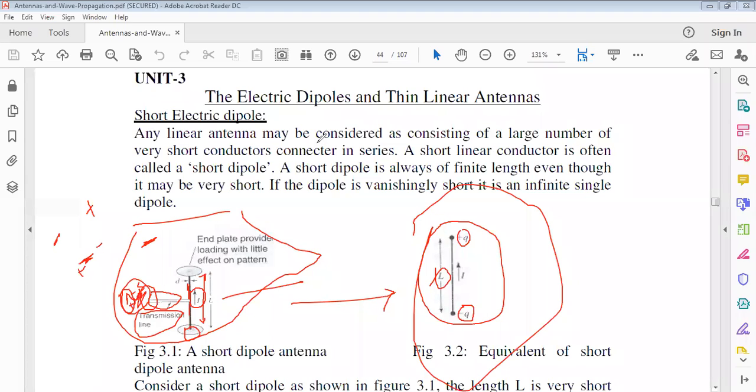If the dipole is vanishingly short, it is an infinitesimal dipole. It is a very interesting point here. If a dipole is vanishingly short, what am I doing? Already I told you the example of the current poles: that entire 65 kilometers is split into 1 kilometer pieces, again that 1 kilometer into 100 meters, again that 100 meters into 10 meters, again that 10 meters into 1 meter pieces.